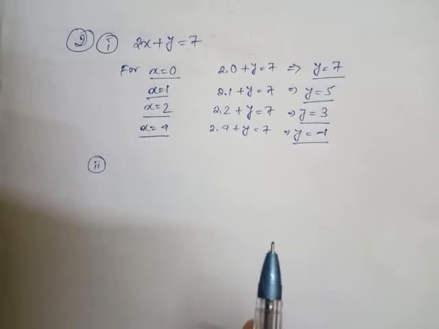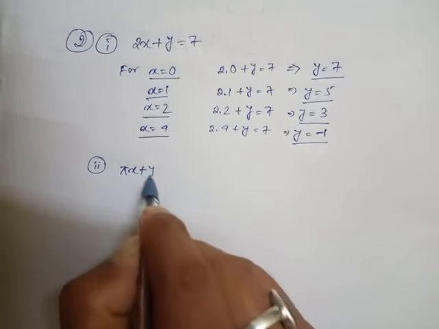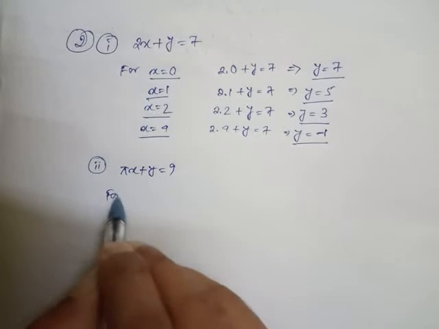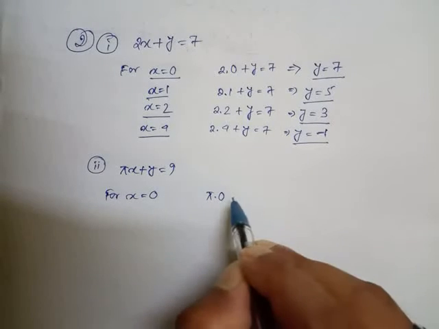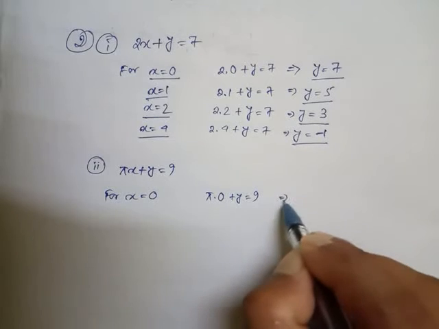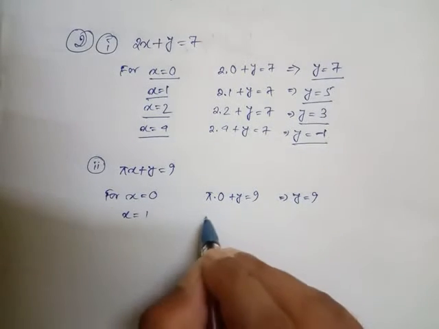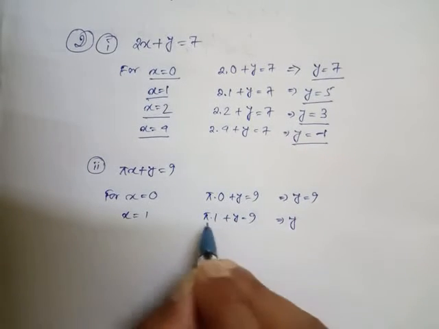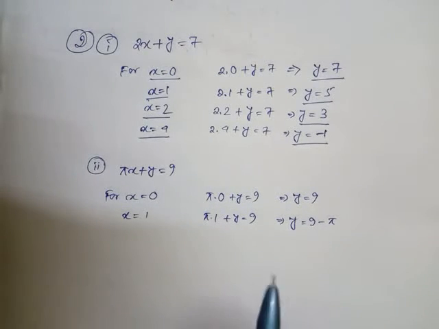Roman 2 will be pi x plus y equal to 9. So for x equal to 0, then pi into 0 plus y equal to 9, which means this portion is 0. So students, it implies y equal to 9 for the first one. X equal to 1, then pi into 1 plus y equal to 9. So next, this value will come down there. So 9 minus pi.